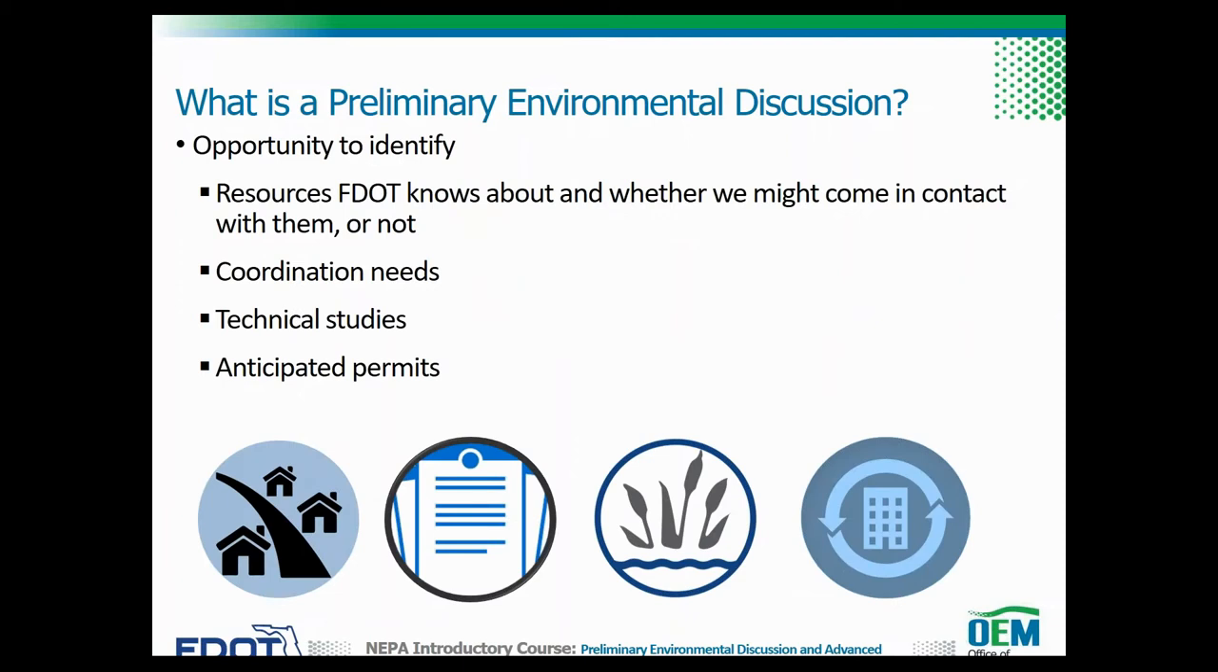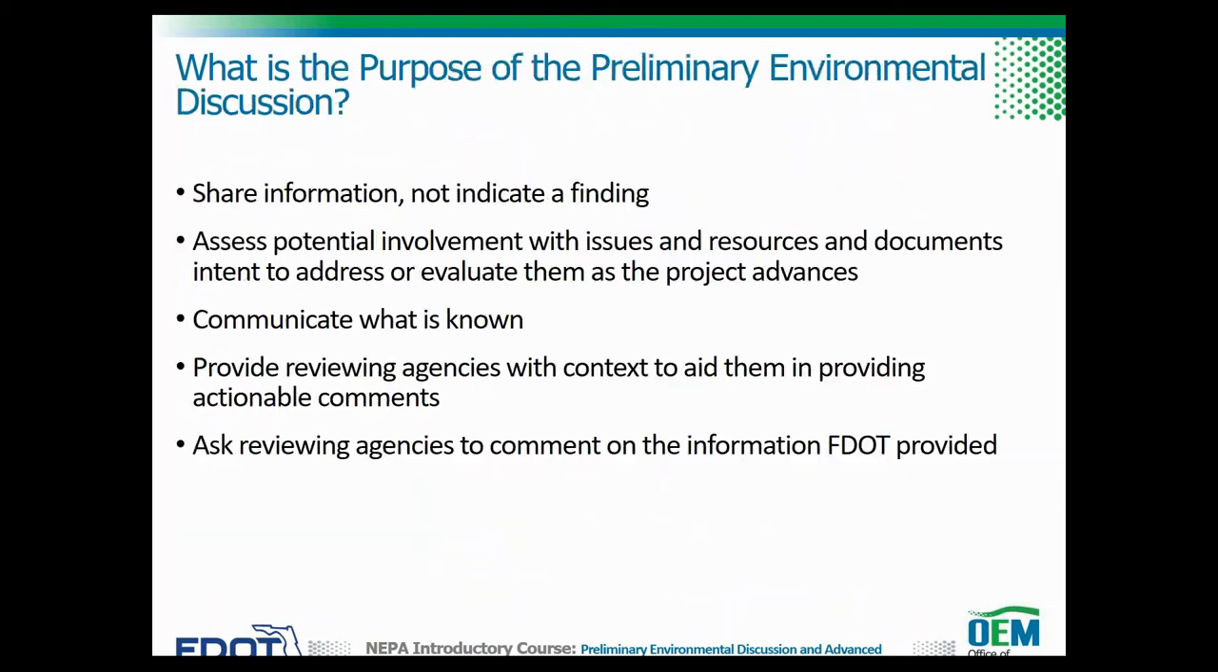The PED provides the opportunity for the FDOT to identify the environmental resources within the project area. For example, the PED may identify wetlands and/or protected species that may be present in the project area and communities in the project area. The PED also identifies future coordination needs and technical studies that may be needed for a project. For example, the PED may state that a technical study titled Natural Resources Evaluation may be needed if wetland or protected species involvement is anticipated.